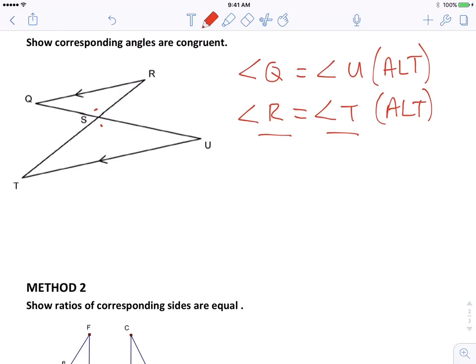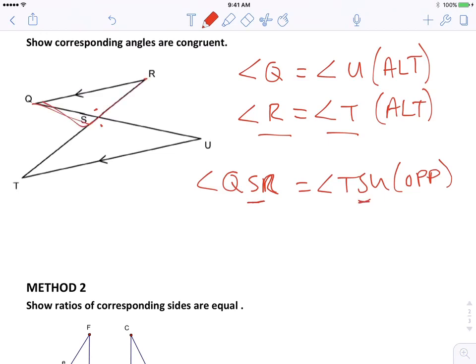So in that case, you'd have to label it angle QSR, for example, or you could say RSQ if you'd like. Okay, and then in the next triangle, you might say it's equal to angle TSU, and you can just say OPP for opposite, because opposite angles are equal, but you have to have that letter S in the middle, and you have to define that angle specifically. So it's QSR, I'm talking about specifically that angle there, or TSU, and I'm talking about that angle specifically there.